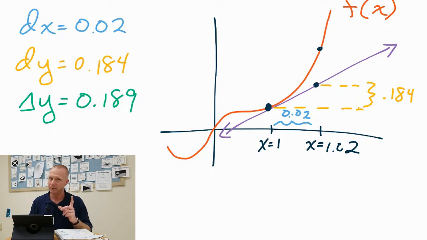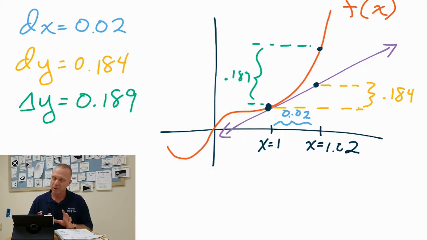Okay. Finally, we have the actual change in y. The actual change. Yes, that's right. That's going to be another distance between two y values. But this time it's going to be an actual distance. That means it's going to be on the actual function. That is that red function. So the space between those two green y values, yes, that is going to be 0.189.